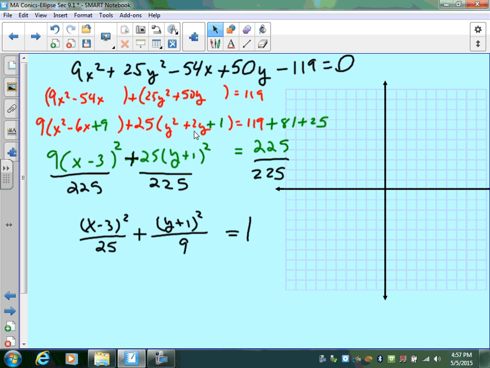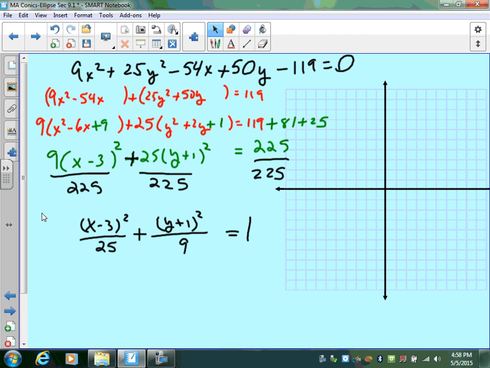Then in the second parentheses, you got a 2. So half of 2 is 1. 1 squared is 1. But that's not just a 1. It's 25 times 1, so that's a 25. Adding these numbers on the right, you get 225. Doing our factoring here, we get x minus 3 quantity squared with a 9 in front. We get a y plus 1 quantity squared with a 25 in front. And then we see we need to divide by 225 all the way across. So 9 goes into 225 25 times. 25 goes into 225 9 times. And then the 225 over 225 is 1.